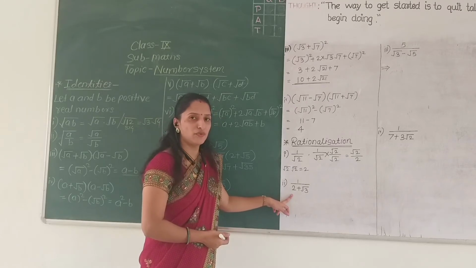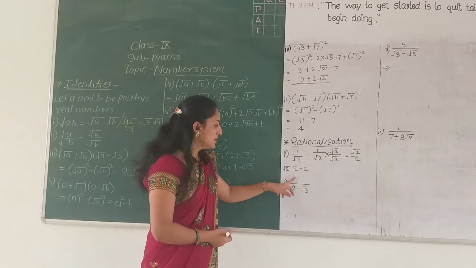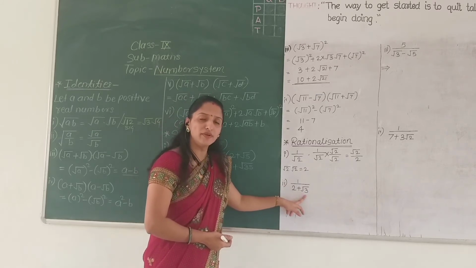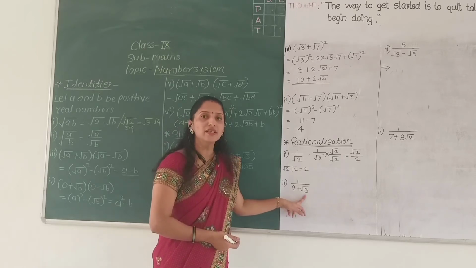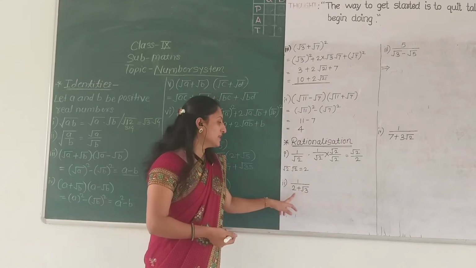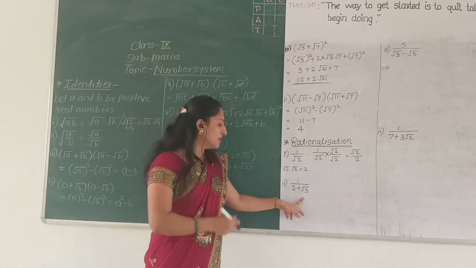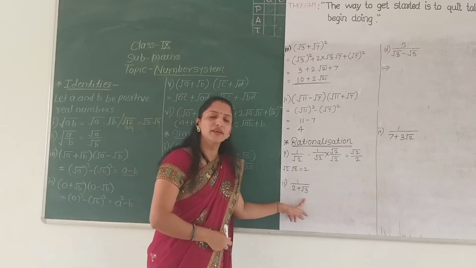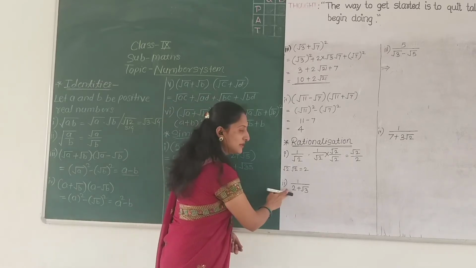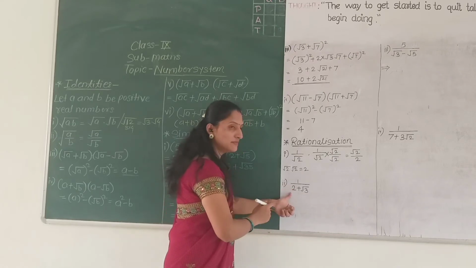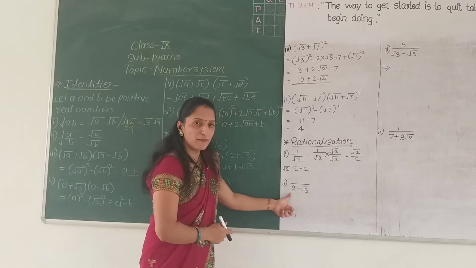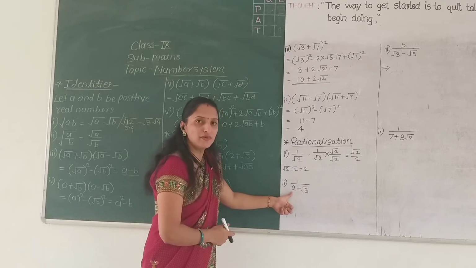Rationalize the denominator. We want to rationalize the denominator. Here the denominator contains 2 plus root 3. When the denominator contains a term with a square root, then we use rationalization. For rationalization of the denominator, I multiply by the opposite term, the opposite term of the term in the denominator.